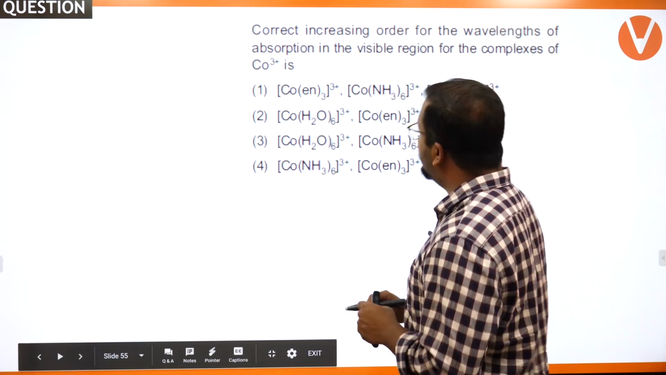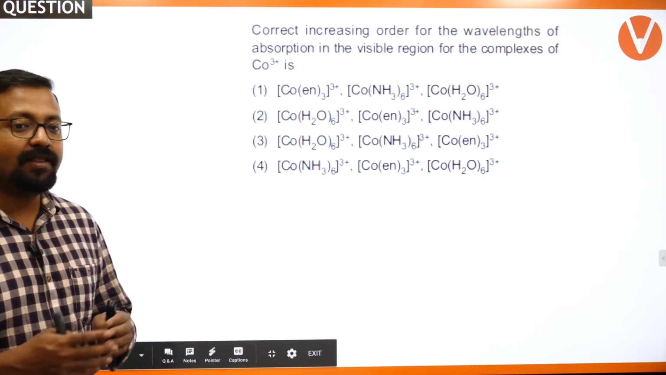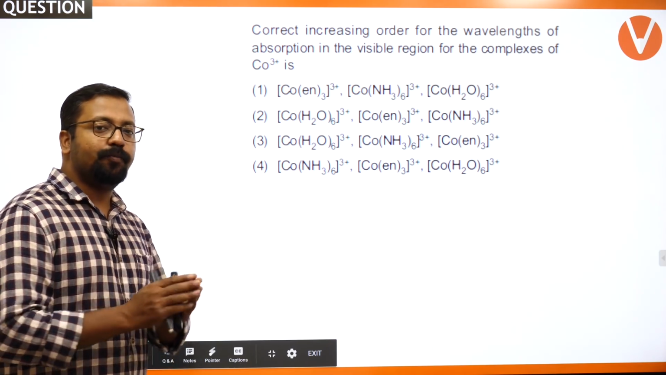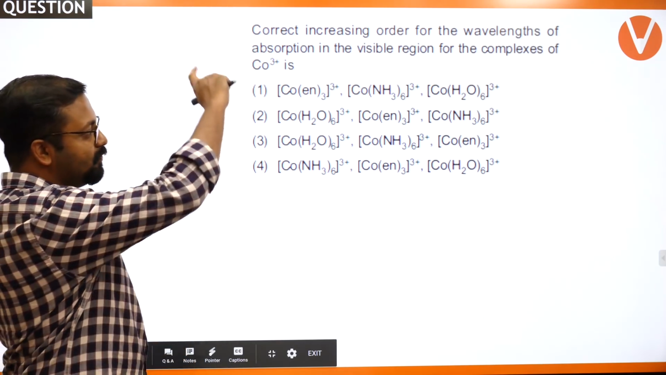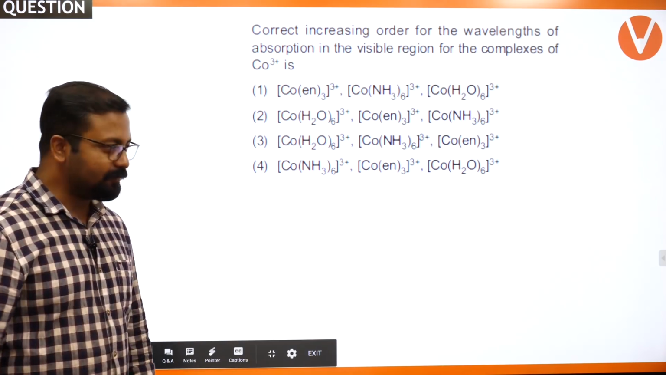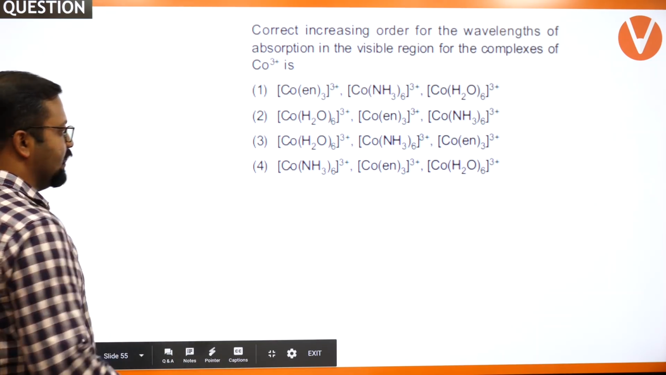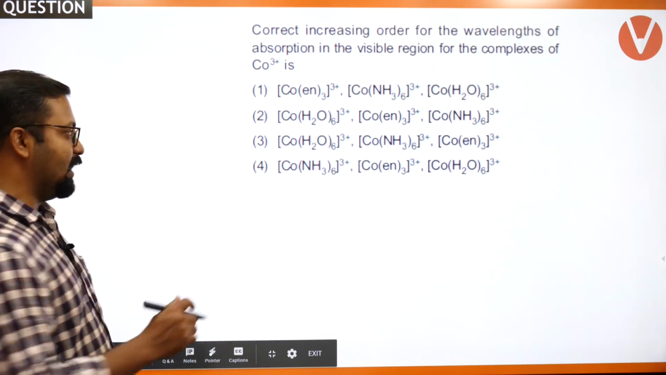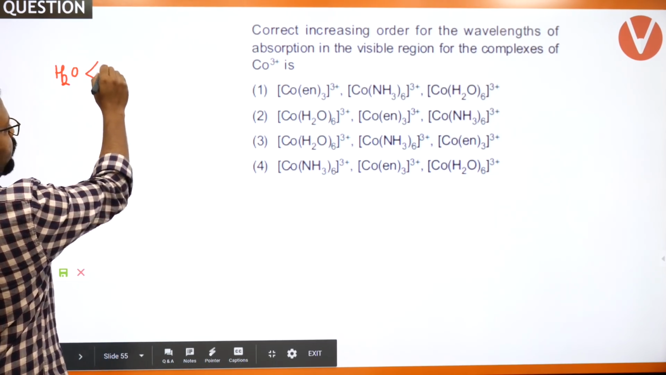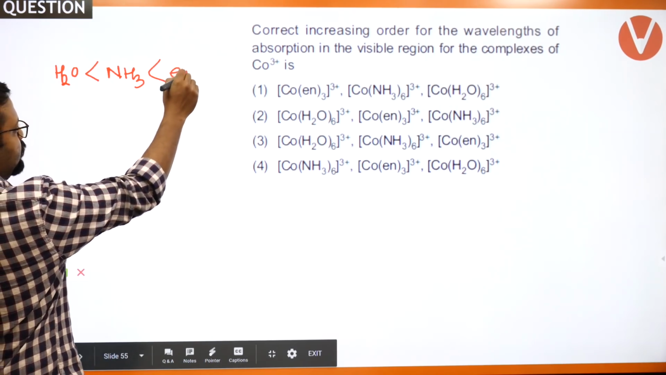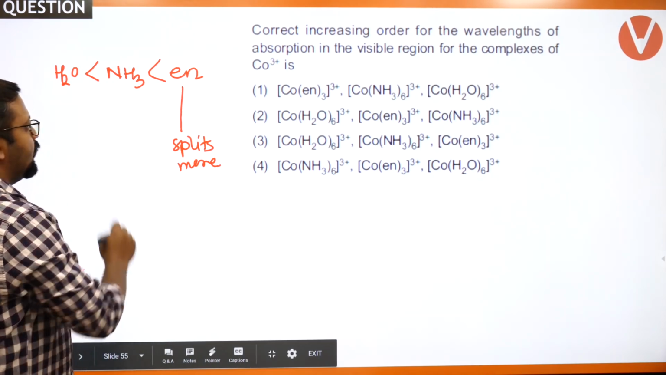The correct increasing order for the wavelength of absorption in visible region for the complexes. Now wavelength of absorption will be inversely proportional to the difference in the energy of the d orbitals after they have undergone splitting. That depends on something known as the spectrochemical series. In the series, if we have taken these three ligands, then H2O is weak field, followed by NH3, followed by en. So splits more, splits less.